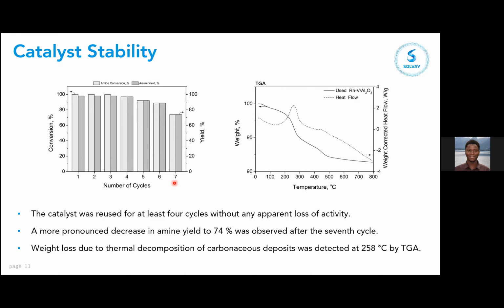And when we did the analysis of the catalyst after the 7th cycle, before any pre-treatment, for example by TGA, we noticed that there was some weight loss due to thermal decomposition. We believe it's carbonaceous deposits in the catalyst, typically detected at around 260 degrees Celsius. And we believe that if we indeed need to reactivate the catalyst, it should in principle be feasible just by removing the coke which is generated on the catalyst.